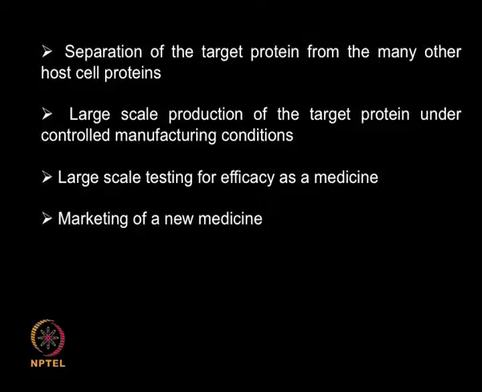Then I need to consider the separation of the target protein from several hundreds of proteins. Then I need to consider controlled manufacturing conditions. When I say controlled, we are talking about the ambient conditions, sterility, purity, and so on. And then I should be able to do a large scale testing for efficacy as a medicine, because you may make the protein in large scale, then you may have to test it out in several patients or cases to see whether it works at that particular scale.